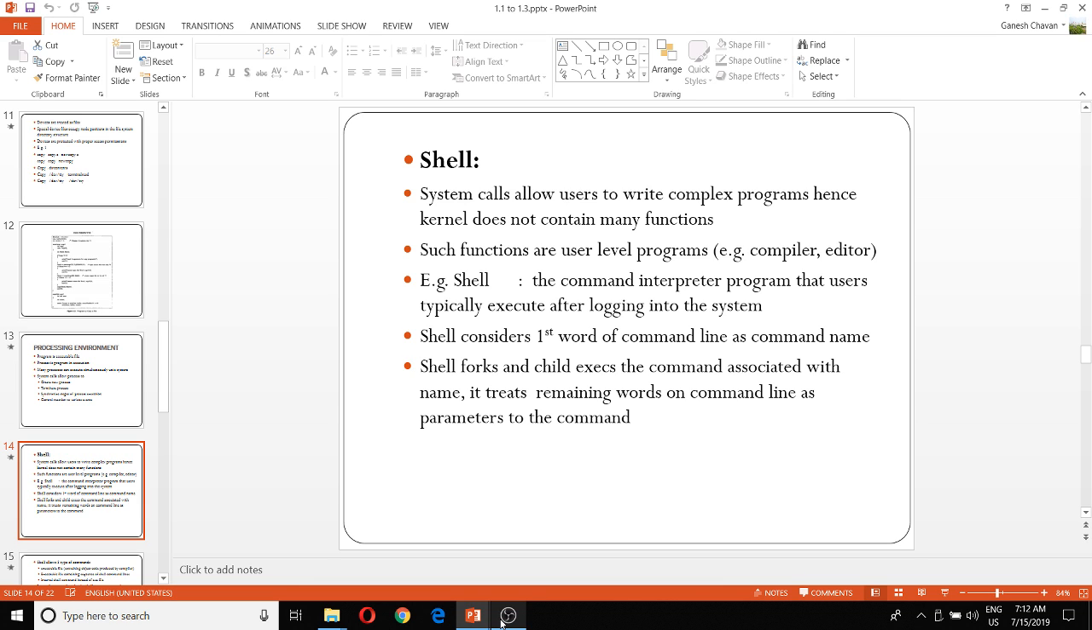Now let us talk about the shell. System calls allow users to write complex programs, hence the kernel doesn't contain many functions and facilities. Such functions are used as lower level programs, for example the compiler and editor. The shell is nothing but a command interpreter program that users typically execute after logging into the system. The shell considers the first word of the command line as the command name. The shell forks and the child executes the command associated with the name. It treats the remaining words on the command line as parameters to the command.